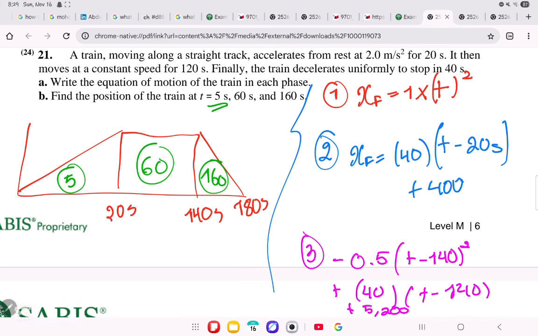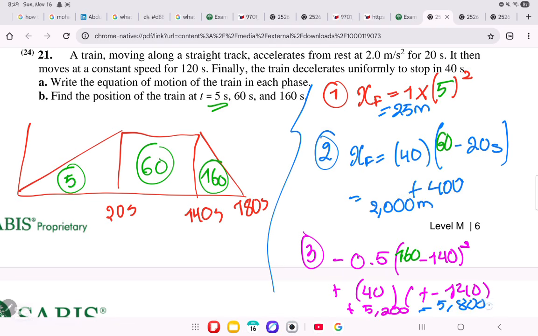So now I substitute each of the times in the corresponding equation. So here it should be 5. Here it should be 60. And here it should be 160. So for the first one, I'm going to get 25 as an answer. For the second one, I'm going to get 2,000 as an answer. And for the final one, I will get 5,800 as an answer. Okay, that's it for 21.